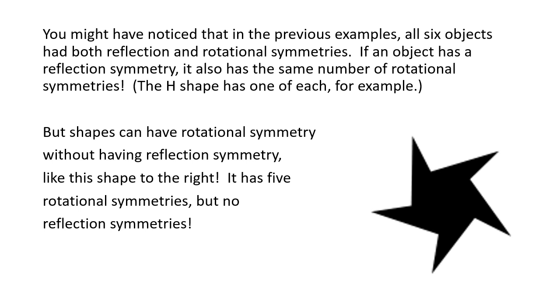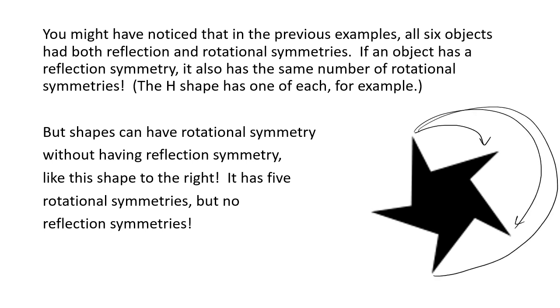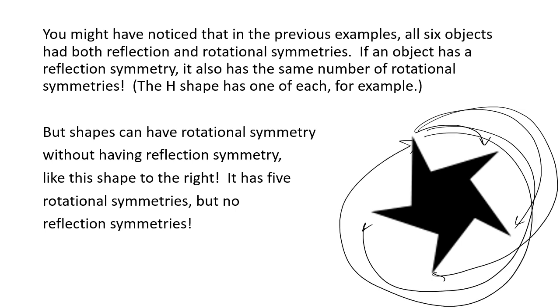So if you look at this shape, you can clearly see that it has 5 rotational symmetries. This point could move here, this point could move here, this point could move here, this point could move here, or this one could rotate all the way around to there. So we've got 1, 2, 3, 4, 5 rotational symmetries. But there's no reflection symmetry. There's no reflection that creates a symmetry here, no matter how you draw the line.